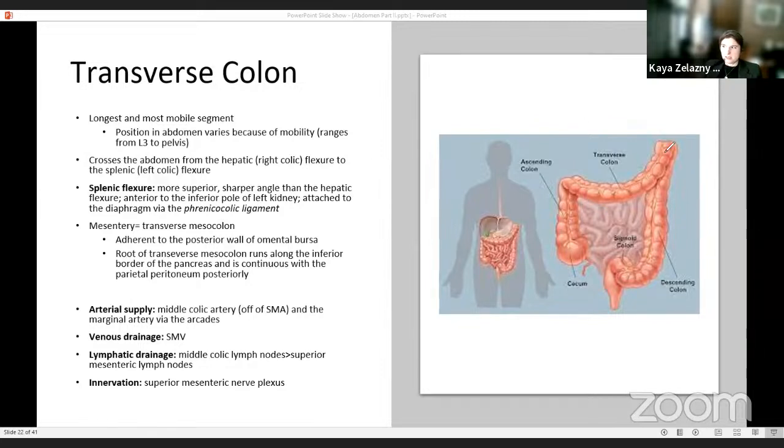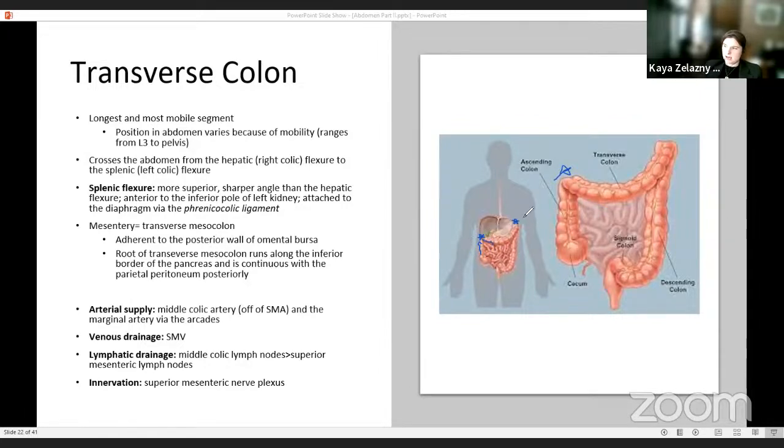So you may see this in a lot of different regions, depending how full it is, depending on a lot of different things. You might see it as high as L3, you might see it almost down in the pelvis, okay? What you will notice, regardless, is it's going to have a hepatic or right colic flexure. So we have, by the liver, hepatic, a turning point, right? As the ascending colon turns into the transverse colon, we have to cross a corner. So that's that hepatic flexure.